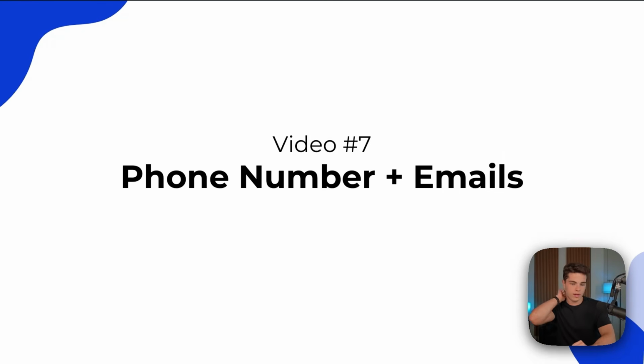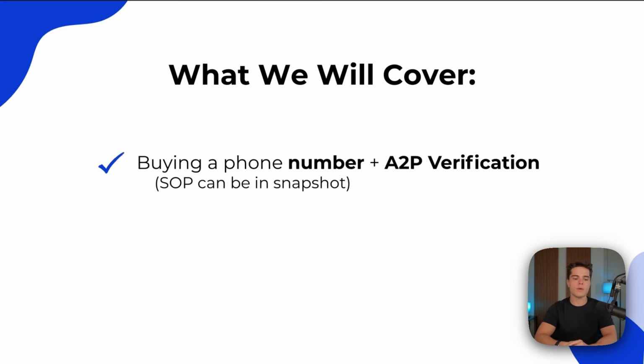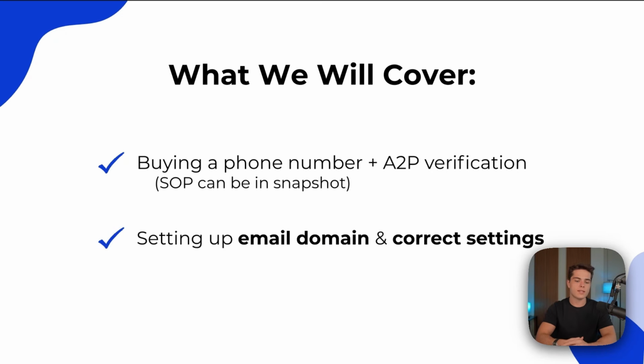As well as setting up your own email, so making sure your email won't land in spam or anything like that. There's a correct process and a couple ways you can do it that I'm going to show you guys within this video. All right. So first thing we're going to cover is buying that phone number, getting the verification process done through A2P. Next is going to be setting up an email domain and having the correct settings behind it.